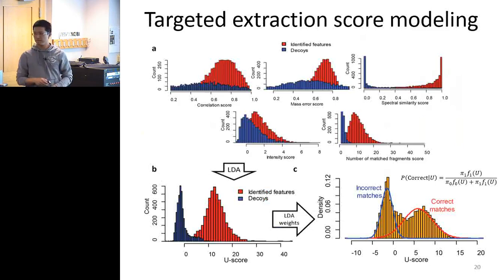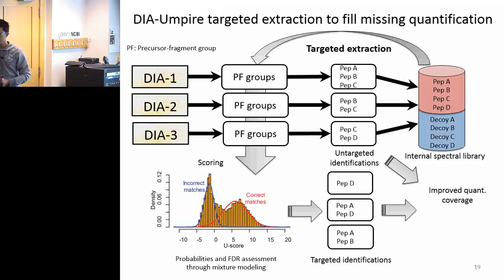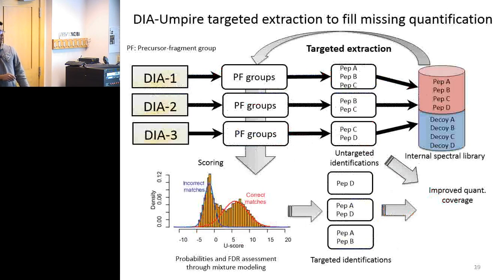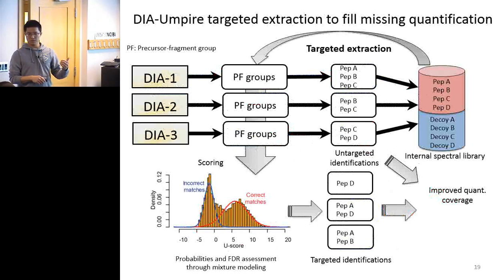How do you know it's a better coverage and not a larger false positive? Yeah, so that's the reason we need to do this scoring. Once you have the internal spectral library, we go back to see whether we can identify them by using different scoring. So you did not find peptide D in your first round?